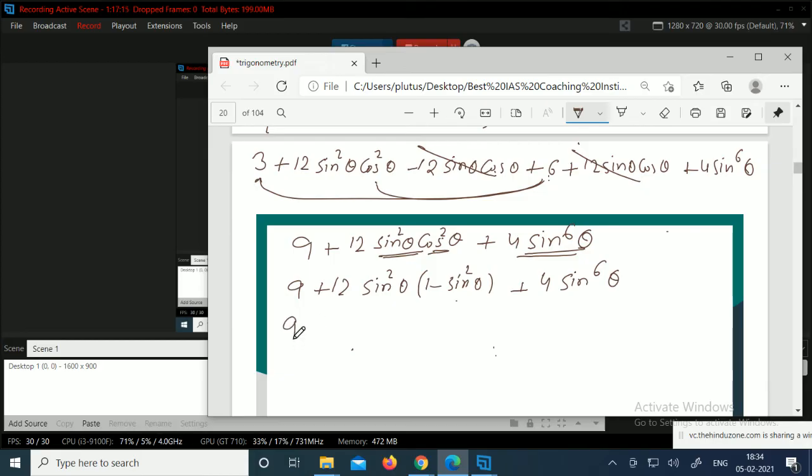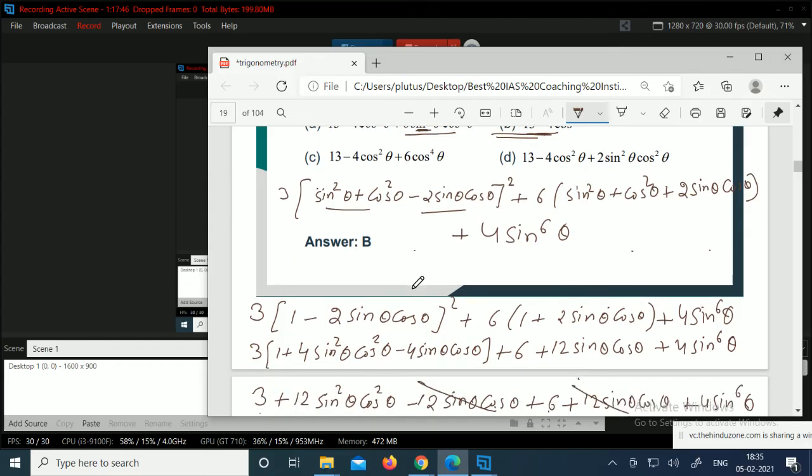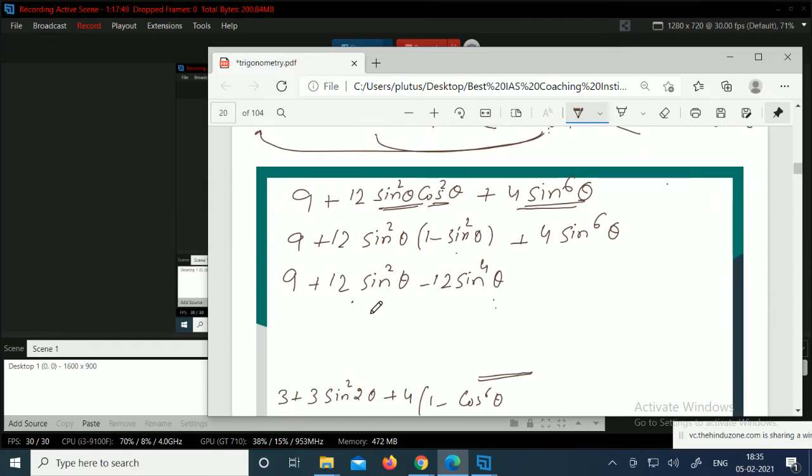So now this is 12 sine square theta minus 12 sine 4 theta. I think we have again made some calculation mistakes. So here up to this is correct, plus 4 sine 6 theta.